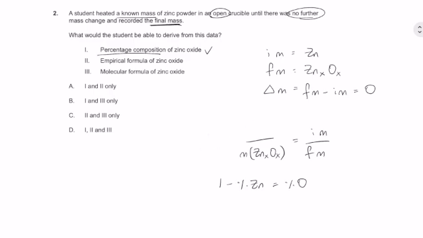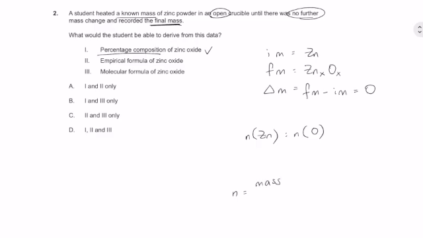Next, the empirical formula. So for the empirical formula, that is the simplest ratio of the elements that are in the compound. So in this case, you can rewrite that as the moles of zinc to the moles of oxygen. And we can find moles just in general from measured mass over relative formula mass. And for zinc, the mass is the initial mass, and you have the relative formula mass, which you can find from the periodic table. As for the moles of oxygen, that is the change in mass and also the relative formula mass, which you can find from the periodic table. Therefore, yes, you can find the empirical formula for zinc oxide.